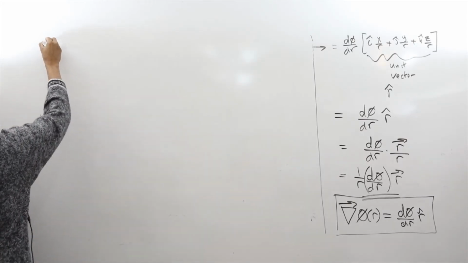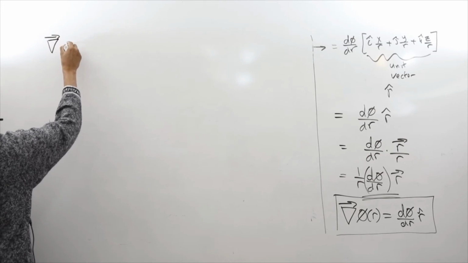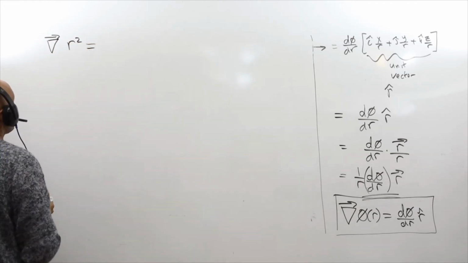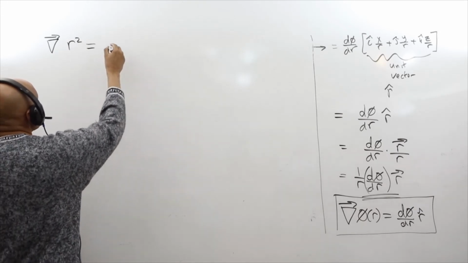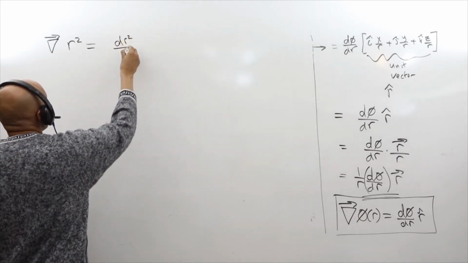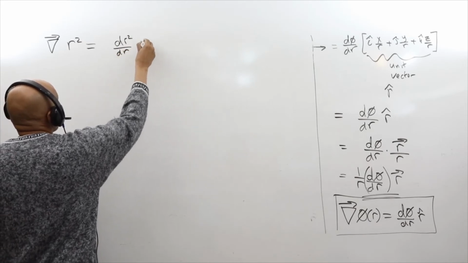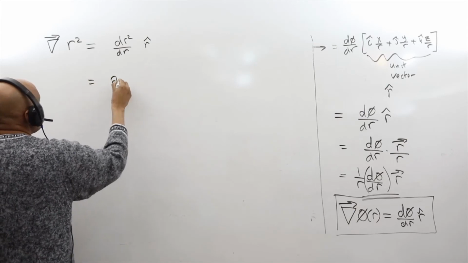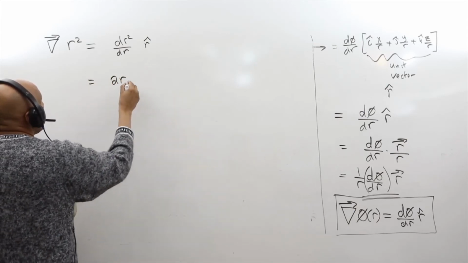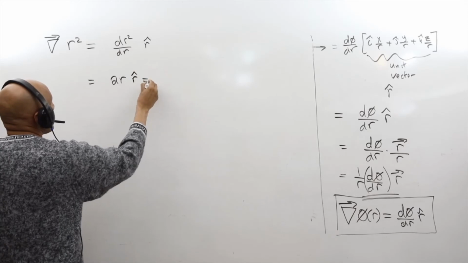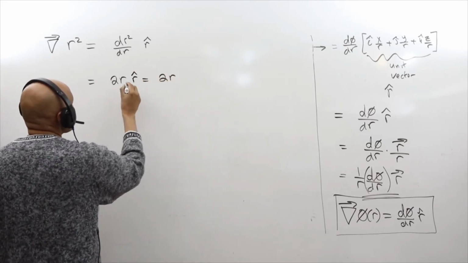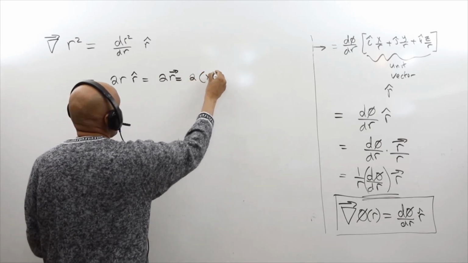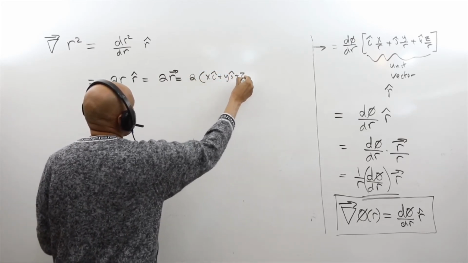If somebody gives you the gradient of, let's say, r squared, how do you calculate this? Well, I know that this is really the derivative of r squared with respect to r times r hat. So it's not a dot product, it's r hat. So this is really 2r r hat. But r times r hat is the r vector. So this is really 2 times xi plus yj plus zk.